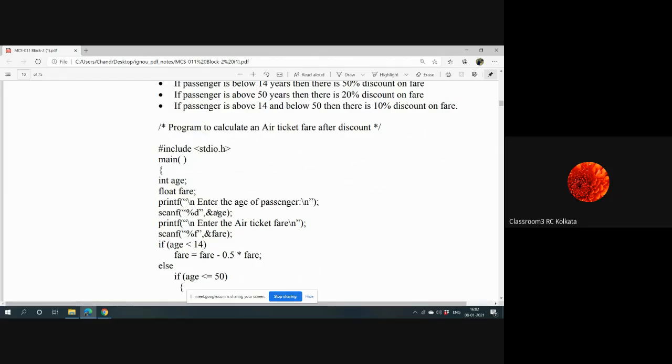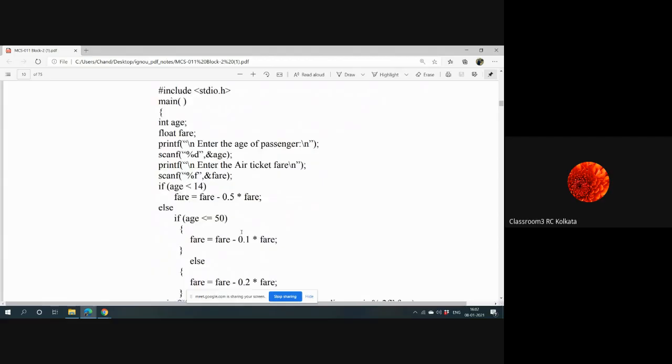Suppose your age is 20. So you give here 20. 20 will be the value of age. Fare, suppose your fare is 15,000. So you give 15,000.0, it will come here. So age will have the value of 20 and fare will have the value of 15,000. Now what do you have to check?